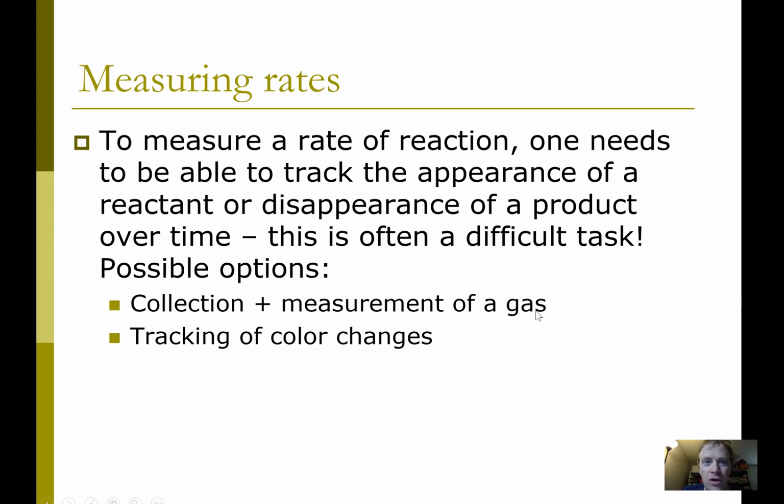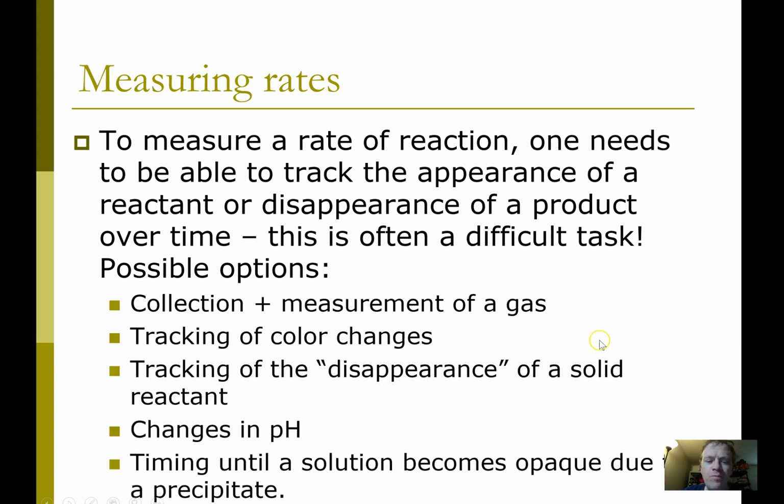If a reaction undergoes some kind of color change, I'm at least going to show you some pictures of examples of some of these things in just a second, but if there's some kind of color change that happens, you could track that. That would be a way to do it. If the reactant is a solid and you could see it, you could make sure it was a limiting reactant and make sure it disappears, so you could time how long it takes for the solid reactant to disappear.